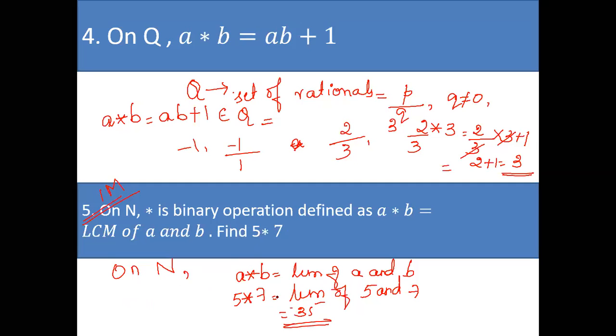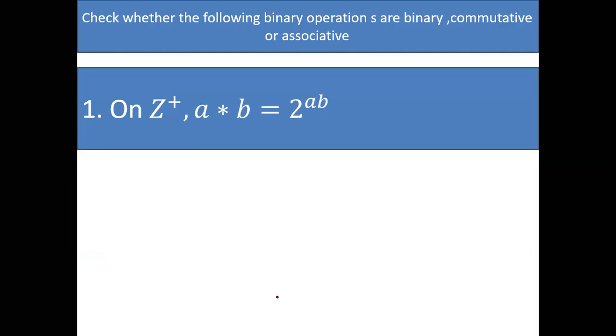Okay, so I hope this was clear. So we'll move on to the next question. So now there is a slight change in the pattern of the question. So you have to check whether the following binary operations are binary, whether it satisfies commutativity, associativity. So this is a 3-mark question. Okay, these are 3-mark questions. So what you have to check? First, you have to check whether it is a binary operation or not. Okay, and then you have to check whether it satisfies commutative property and associative property.